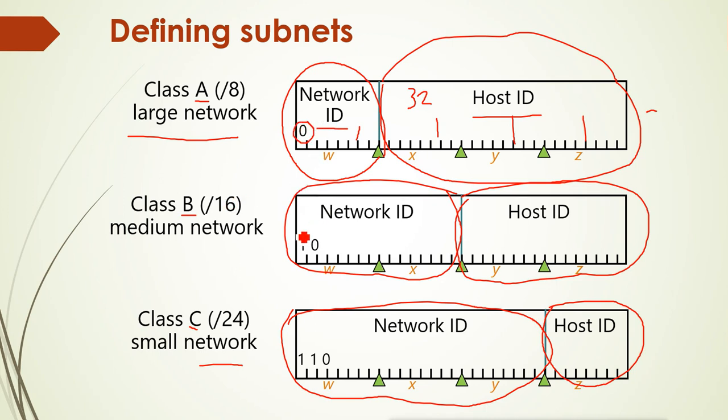In class B, the first 2 bits are reserved as 1, 0. You cannot change it, you cannot make both zeros, and you cannot make both 1. The first bit always remains 1 and the second bit always remains 0. This is default. And for class C, these 3 bits are reserved. The first 2 bits will remain 1 and the third bit will remain 0. You cannot change it. These are reserved.